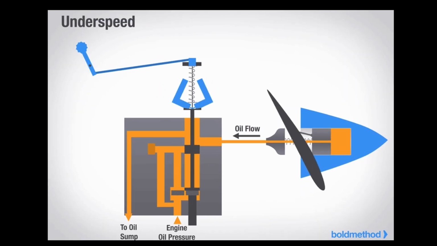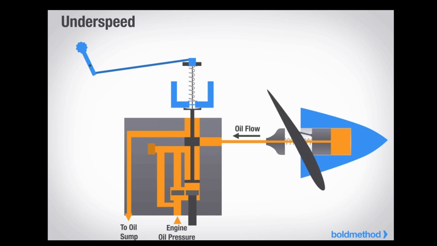On the flip side, if we reduce throttle, normally engine RPM would decrease. This puts the propeller governor into an underspeed situation, where the flyweights swing in and the pilot valve is pushed down. As the pilot valve is pushed down, oil from the propeller hub is pushed out and returned to the sump. The piston moves forward, reducing the propeller's angle of attack.